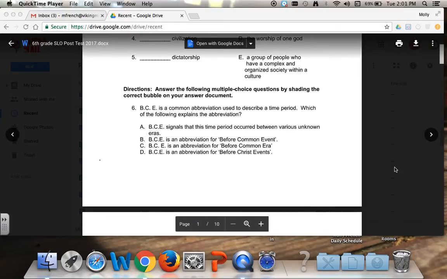Directions. Answer the following multiple choice questions by shading the correct bubble on your answer document. Number 6. BCE is a common abbreviation used to describe a time period. Which of the following explains the abbreviation? A. BCE signals that this time period occurred between various unknown eras. B. BCE is an abbreviation for before common event. C. BCE is an abbreviation for before common era. Or D. BCE is an abbreviation for before Christ events.